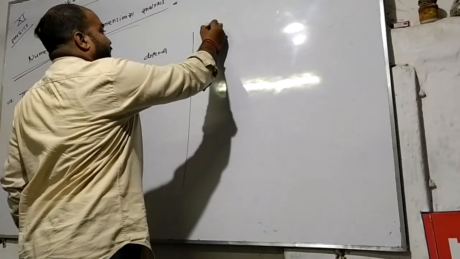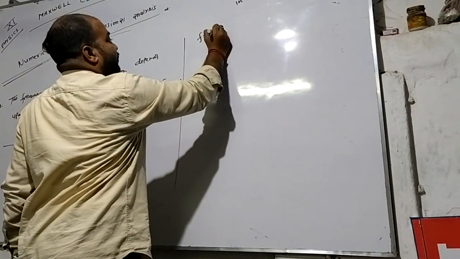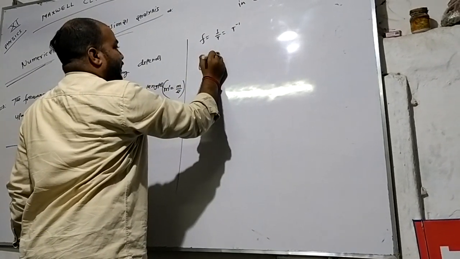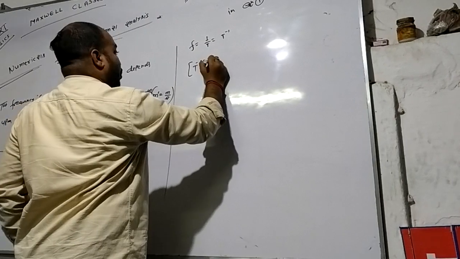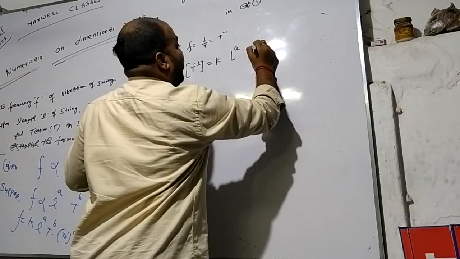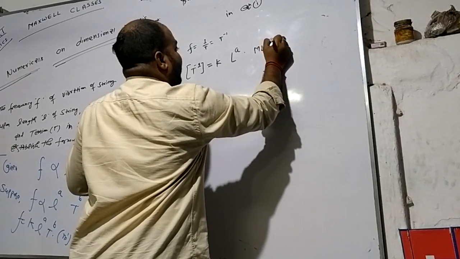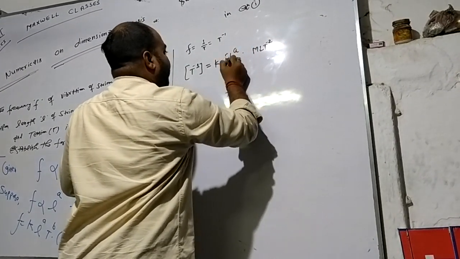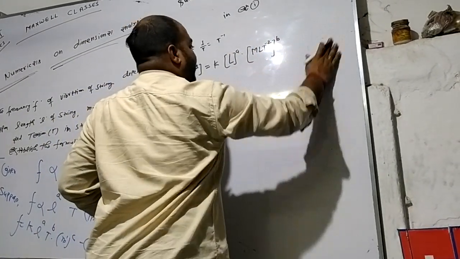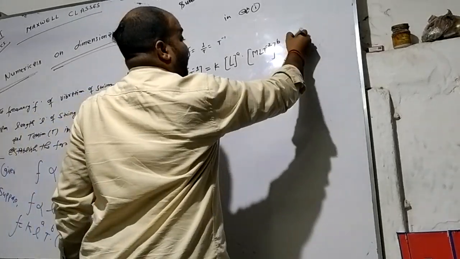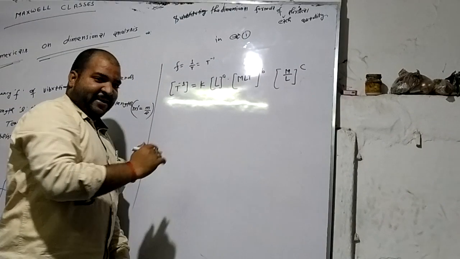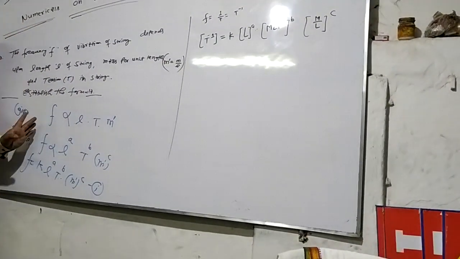we can say, f is what? Frequency. Frequency means 1 upon time period, so we can say T power minus 1. T power minus 1 equals K, length power a, times tension. Tension is what? Force. MLT minus 2 power b, and m dash is what? Mass per unit length, power c. Look at here. This is the well-known step.